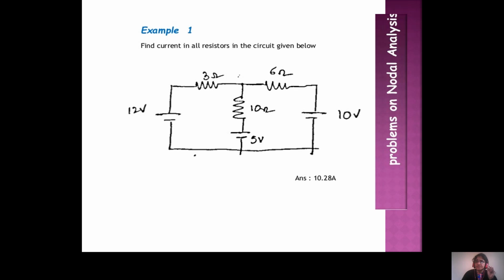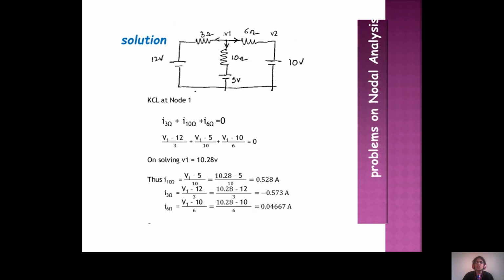So that means the current I is equal to V by R. This branch is related to 12 volts. So V minus 12 by 3, V minus 5 by 10, V minus 10 by 6 equal to 0. Like that, KCL at node 1, V1, we have taken. There is no need to represent the current directions; simply we have to write.